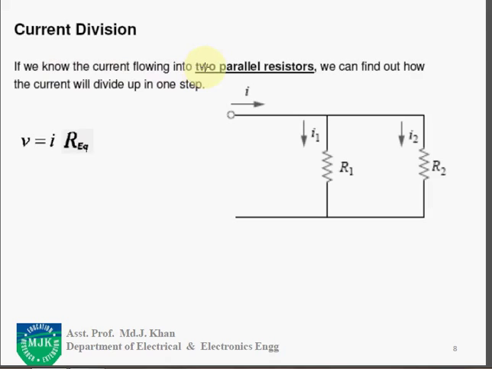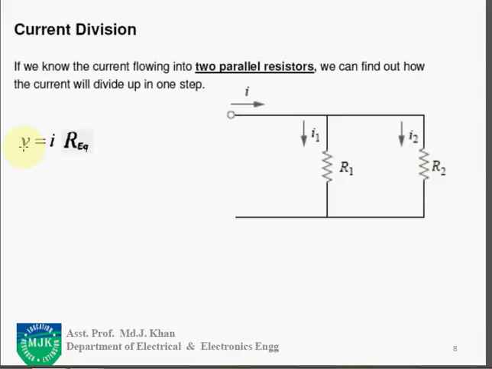If we know the current flowing into two parallel resistors, we can find out how the current will divide up in one step. This is the two parallel resistors, and this is the main current I, which is dividing into I1 and I2. With the help of the current division formula, we can directly find the value of I1 or I2.